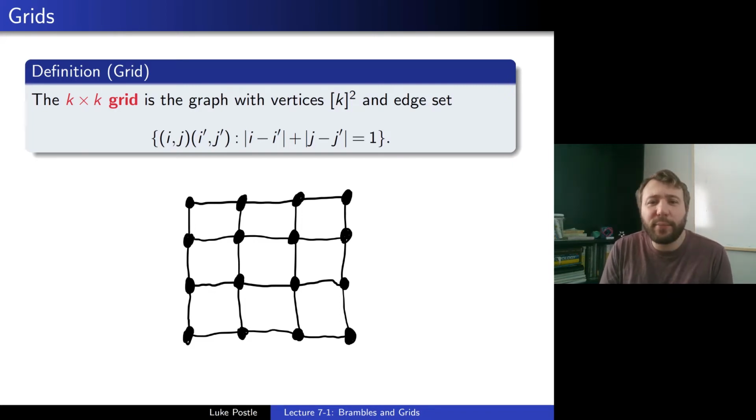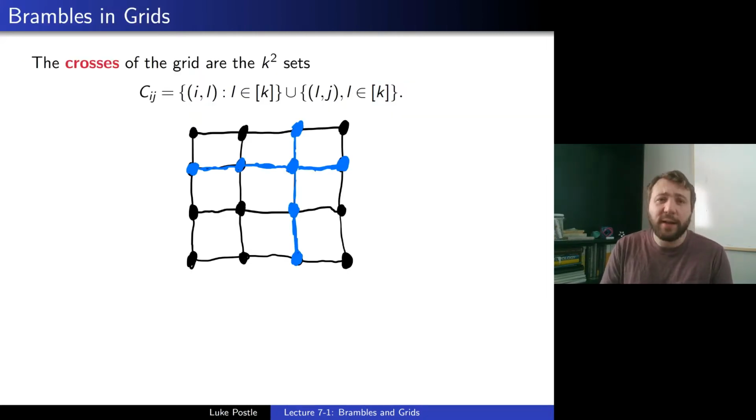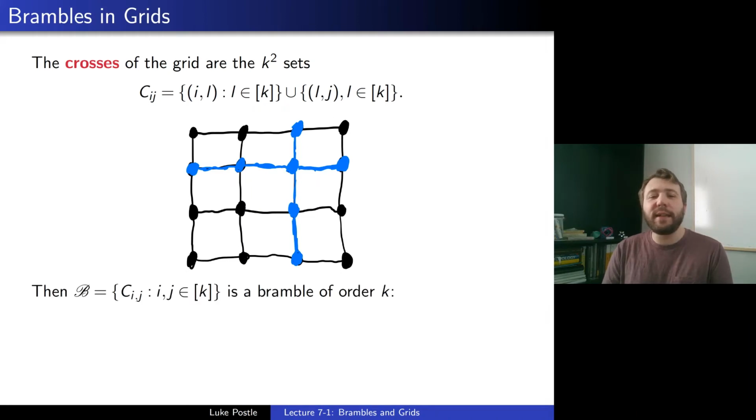So where is this bramble? There could be multiple, but there's a nice traditional canonical, obvious one, and it's the crosses. What are the crosses? The crosses of the grid are the k-squared sets C_ij, where you take all of one row and one column. You take row i and column j as your cross. This would be the 2-3 cross, this blue part as depicted. And the claim is that if you take all of them together, this family of sets is a bramble of order k.